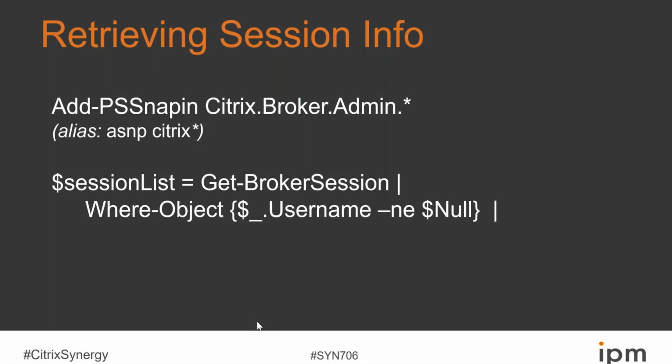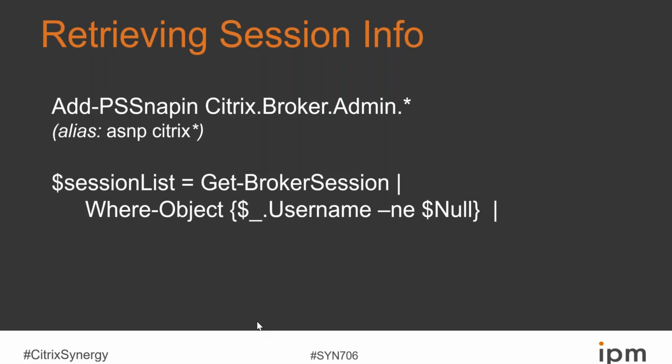Now, if you notice the pipe symbol, that's an example of the pipeline, where the output of the Get-BrokerSession commandlet is passed to the next commandlet, the Where-Object commandlet. So the Get-BrokerSession commandlet returns the entire universe of all sessions, and Where-Object will filter out any sessions where the username is null and just add the rest to the session list.